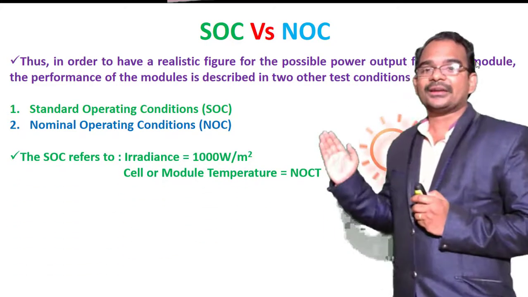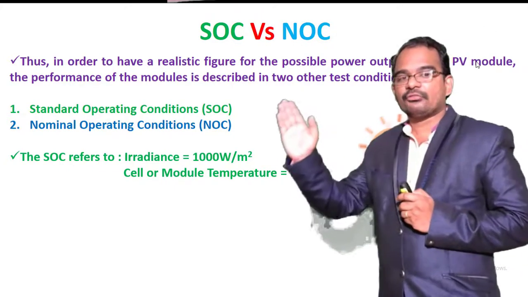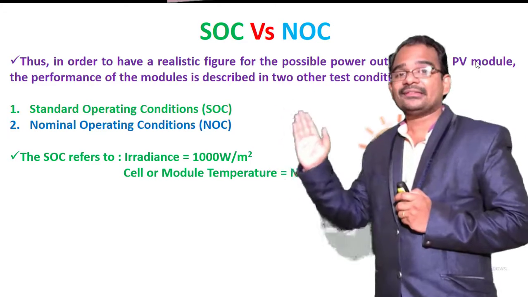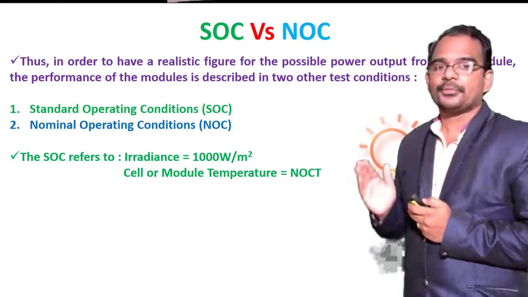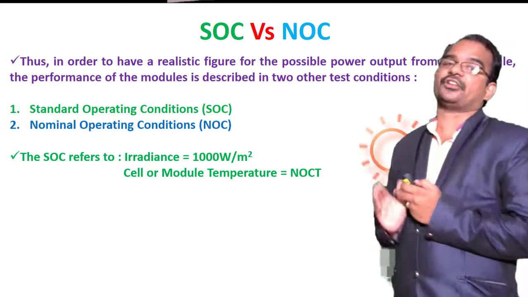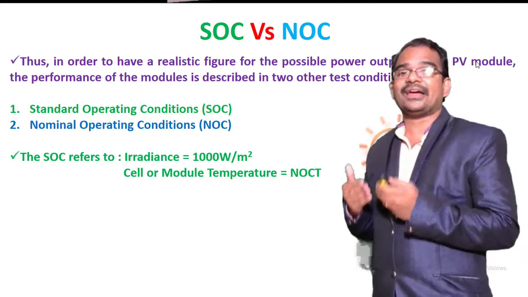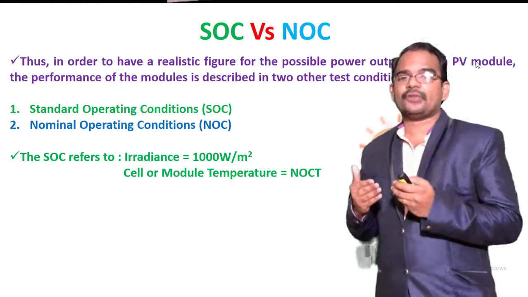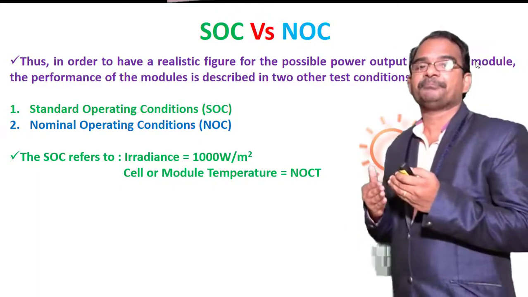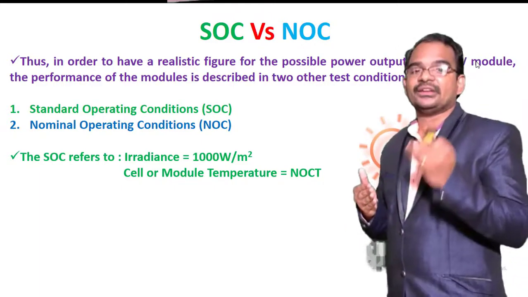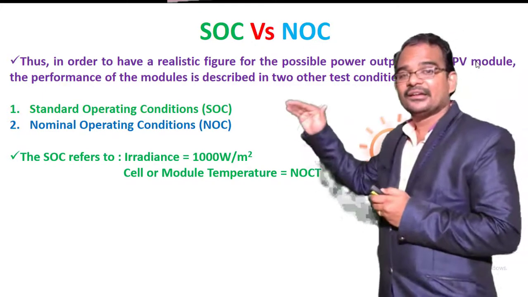What are standard operating conditions? The SOC refers to the radiation of 1000 watt per meter square, and solar module temperature is NOCT. What is NOCT? Normal operating cell temperature. So what does STC refer to? Irradiation of 1000 watt per meter square and solar module temperature of 25 degrees centigrade. So in place of 25 degrees centigrade, we are placing a temperature called NOCT, which is normal operating cell temperature, while keeping the radiation constant.